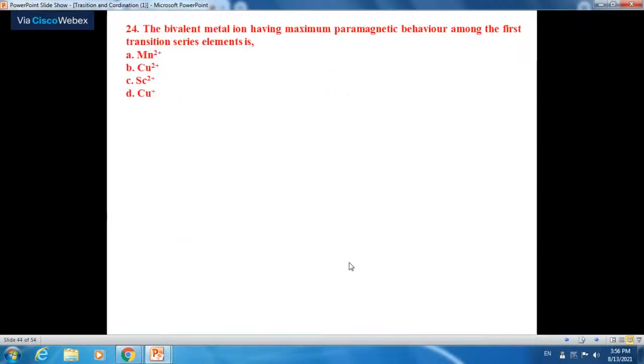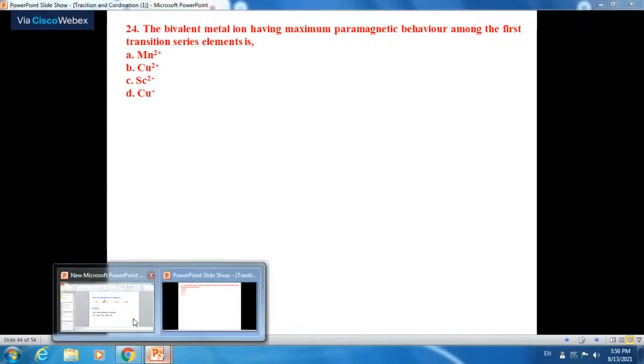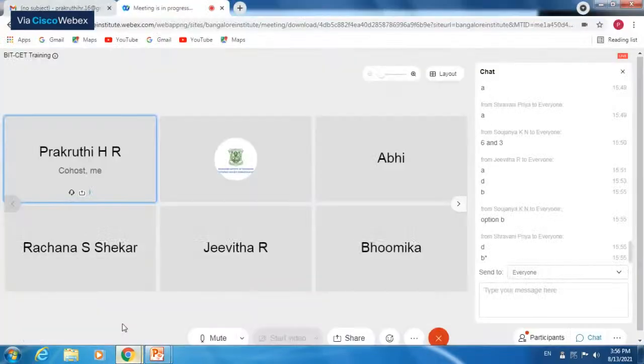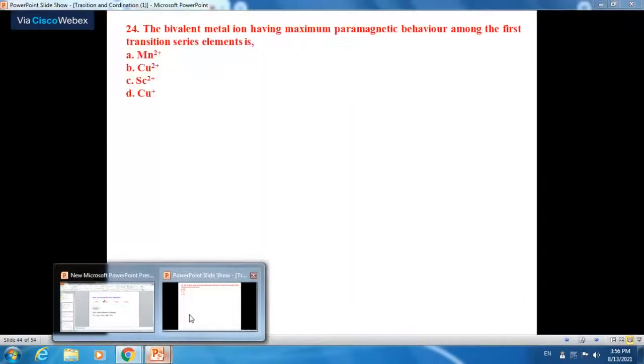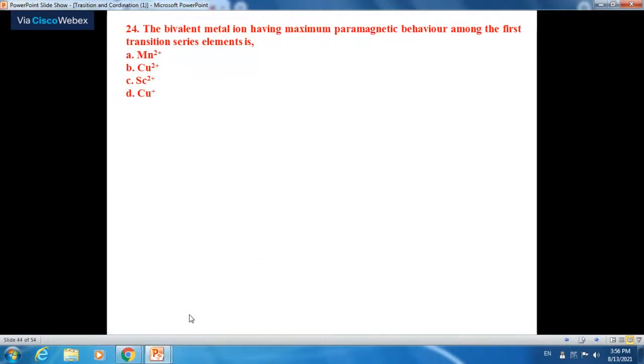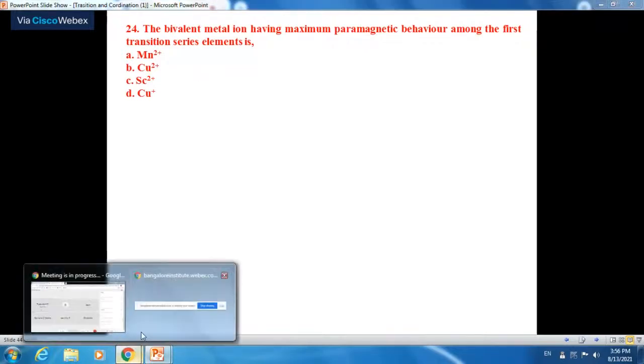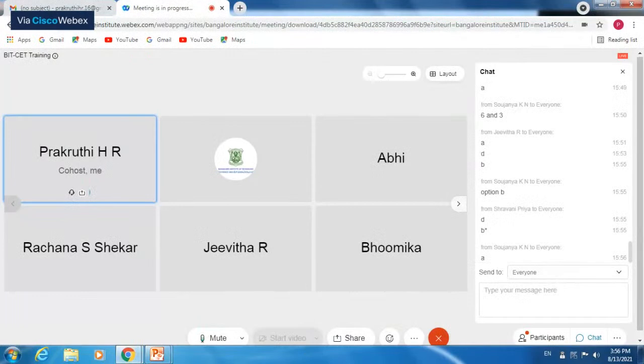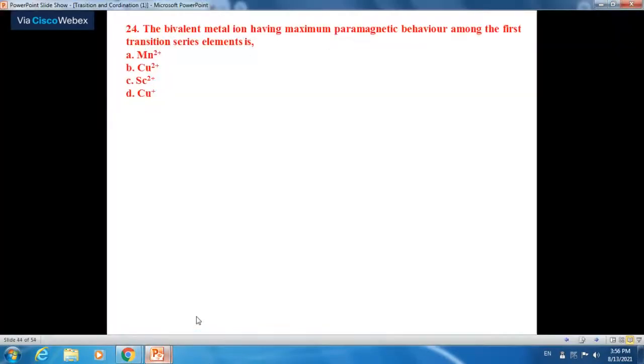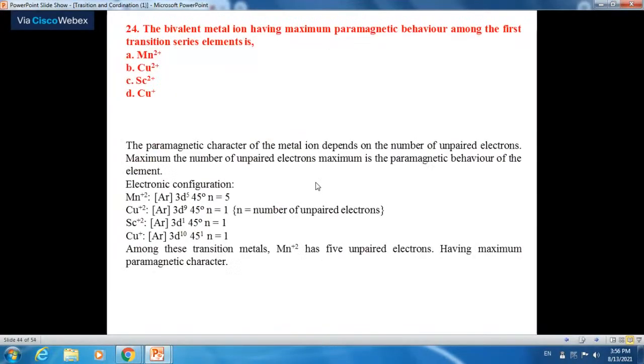The bivalent metal ion having maximum paramagnetic behavior among the first transition series element. What is the answer for the students? Hello? What is the answer for this? Which one is having it? Saujanya, you're telling yay. Okay, let's see the answer for this.